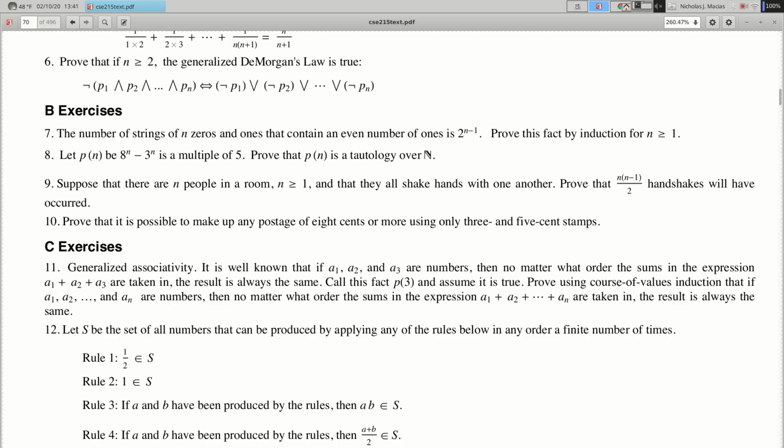So let's do number 9. Suppose that there are n people in a room, n is bigger than or equal to 1. Let's say n is bigger than 2. And they all shake hands with each other. Prove that n times n minus 1 over 2 handshakes will have occurred using mathematical induction.